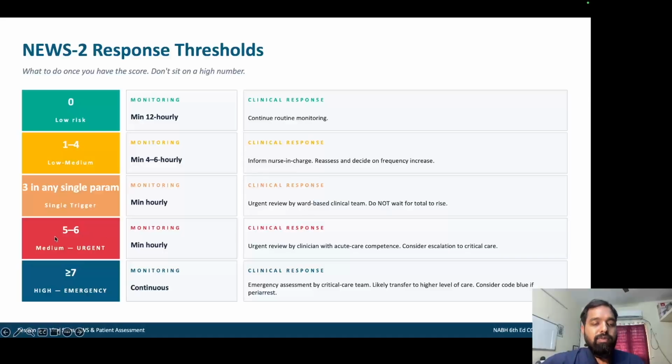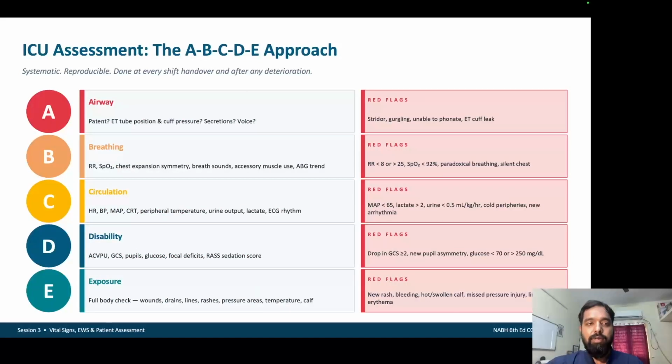A NEWS score between 5 and 6 is a medium level of urgency. Monitor at minimum hourly, with urgent review by a clinician with acute care competence. Consider escalation to critical care. A NEWS 2 score of 7 or more is high emergency. Here we need continuous monitoring and immediate emergency assessment by the critical care team, likely transfer to a higher level of care. Consider code blue if the patient is in the peri-arrest period.